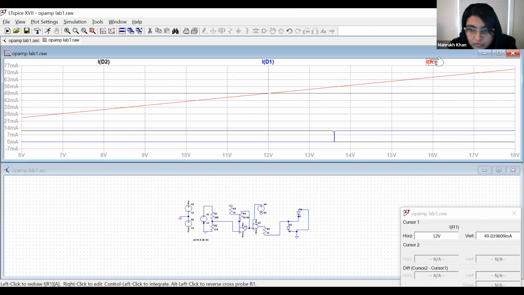Where is my cursor? Okay, let me move this one. Not this one. It's showing me, okay, this one. Somewhere here, right?